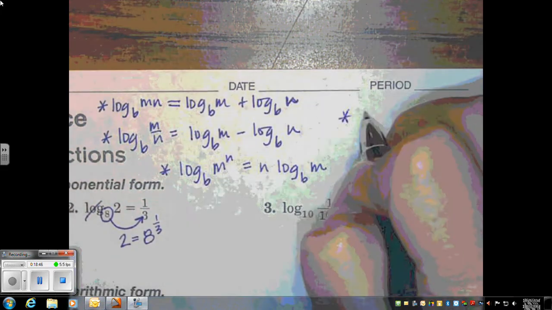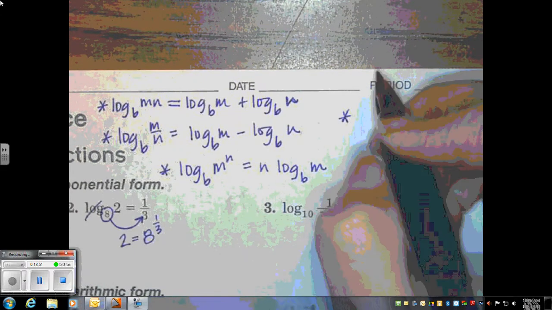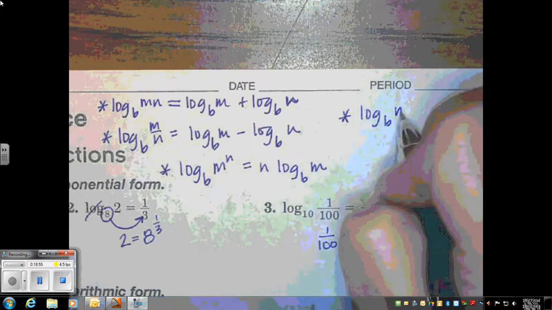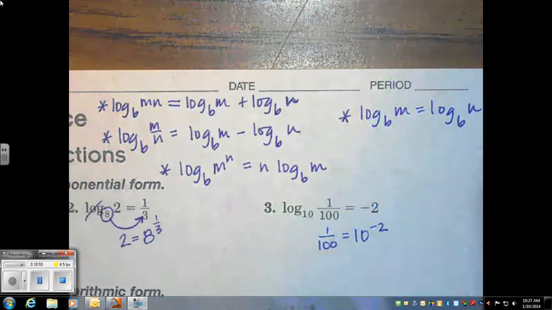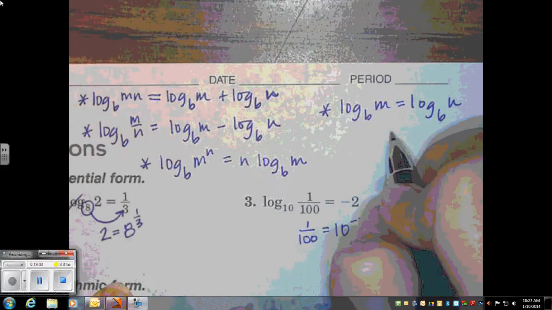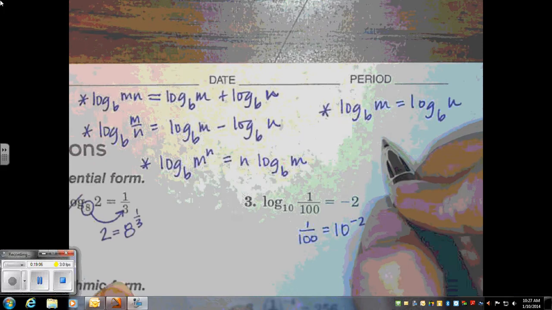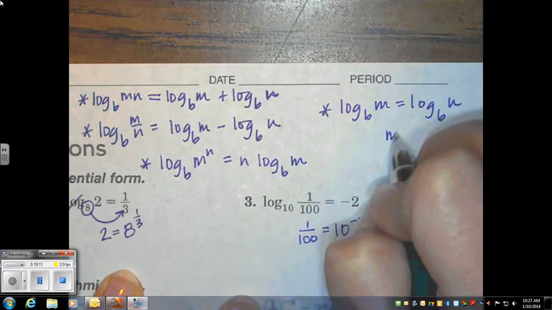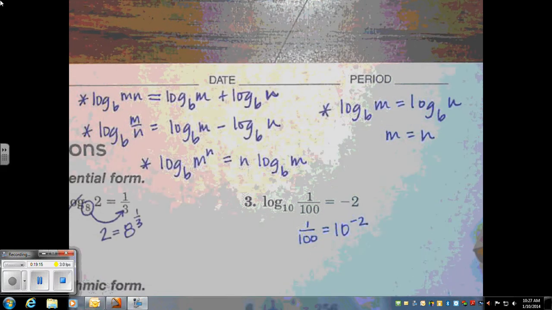Last rule. Log base b of m, if it equals log base b of n, and we just used this one actually, then I don't even know how to say this without saying drop the logs. The logs go away, and so you have m equals n.